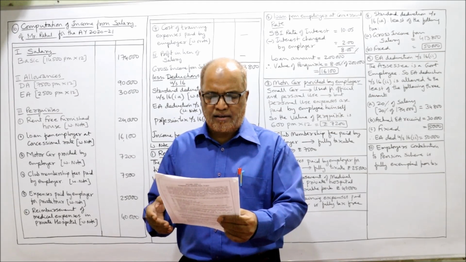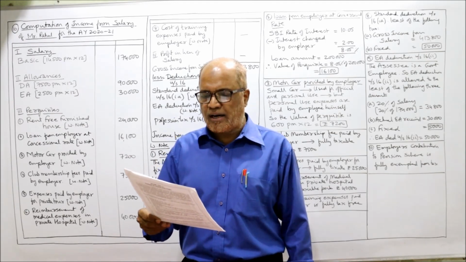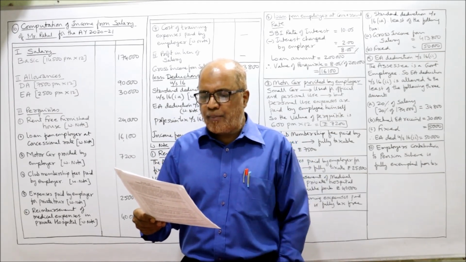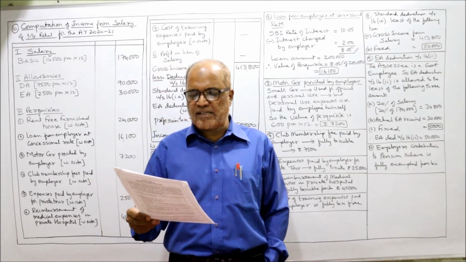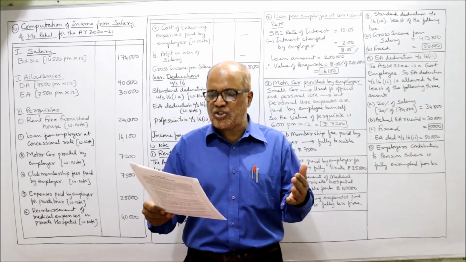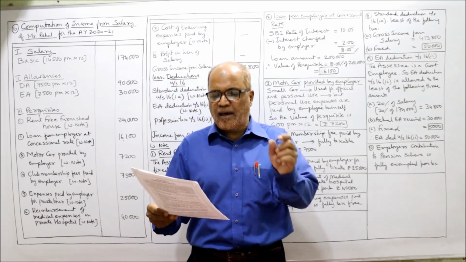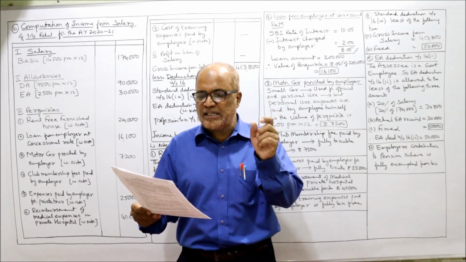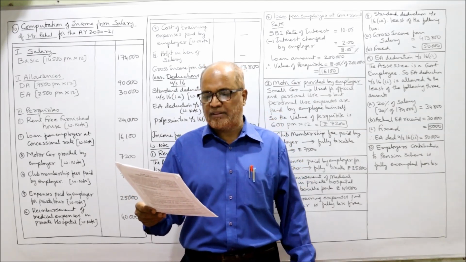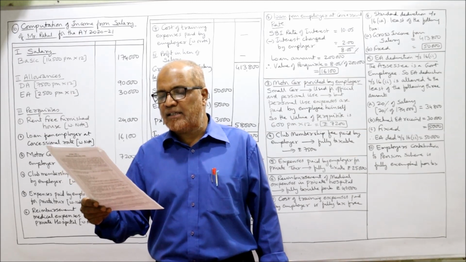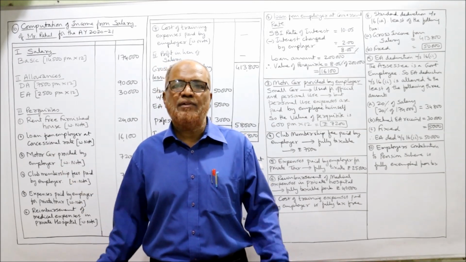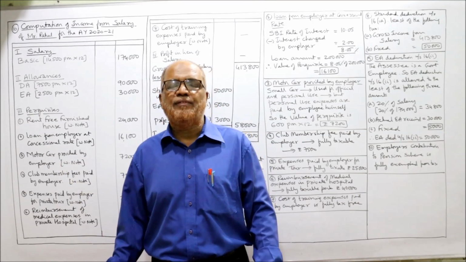So directly we can take rent-free furnished house in Hyderabad city is provided. Employer is paying 6,000 per month as rent, but rent of similar accommodation is 7,500 per month. Rent fixed by the government is 1,500 per month. Cost of furniture provided 60,000. Now we have given different information for rent-free accommodation.